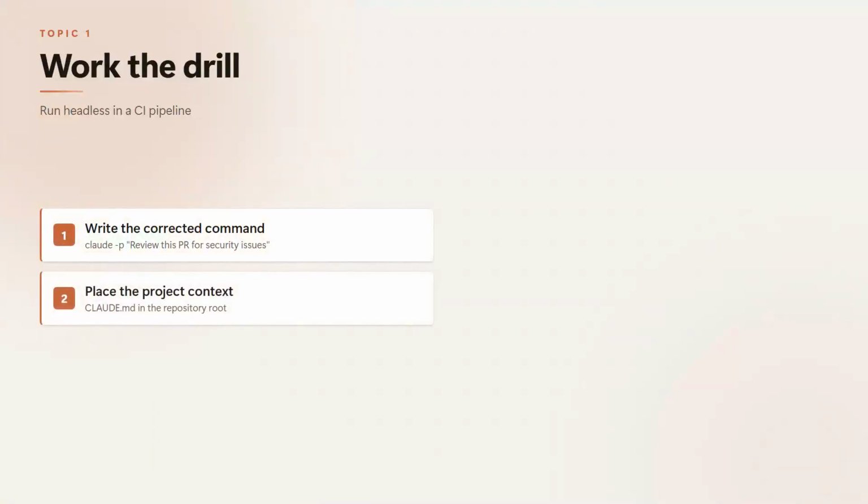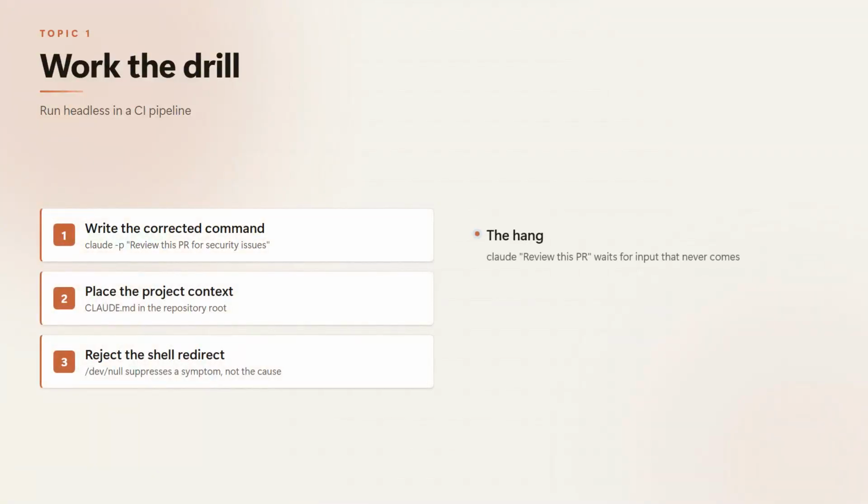Your pipeline runs Claude with a prompt and the job hangs. The corrected command is claude -p followed by the prompt. The -p flag is the documented non-interactive mode. Next, you need to say where the project's review criteria live, so the CI instance has the context a developer's session gets for free. That is CLAUDE.md. It carries testing standards, fixture conventions, and review criteria into the CI invocation.